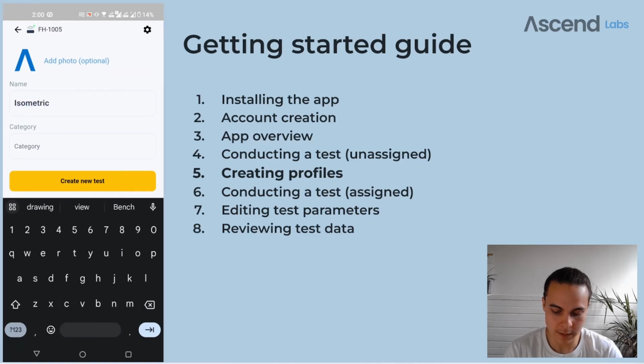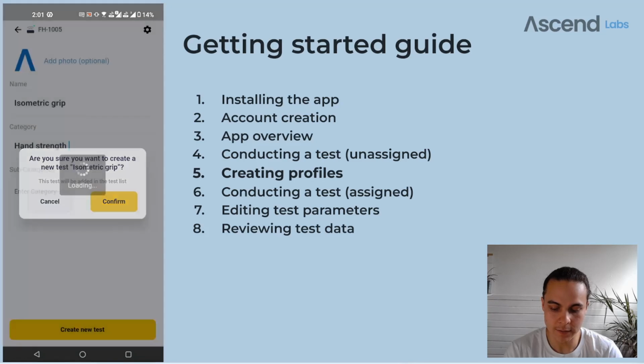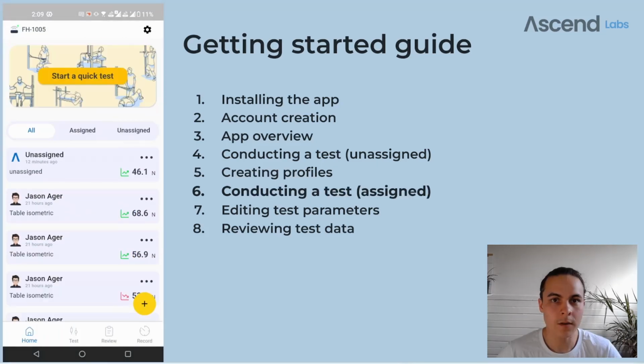isometric, let's say grip, let's say hand strength. You can create all these custom profiles, and don't worry about the subcategories for now. Create a new test, and we're done. So once we've gone in and created some profiles for our people profiles and our test profiles, it makes our data collection a whole lot easier because we can pre-categorize and classify the data as it comes in.